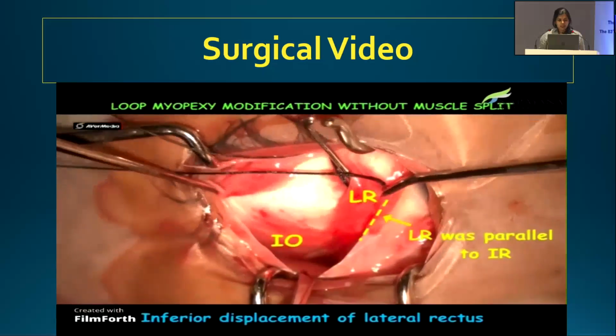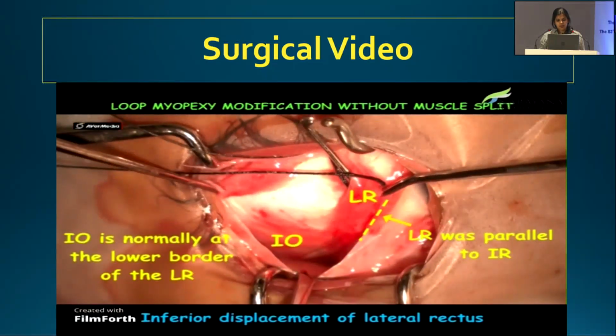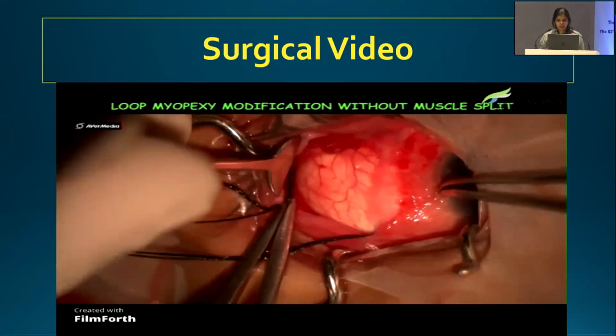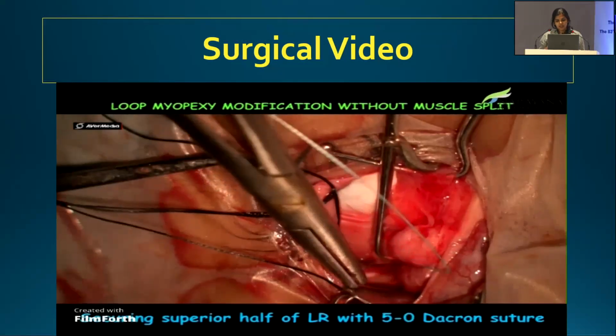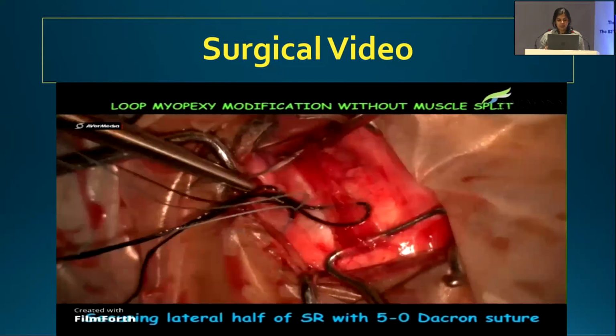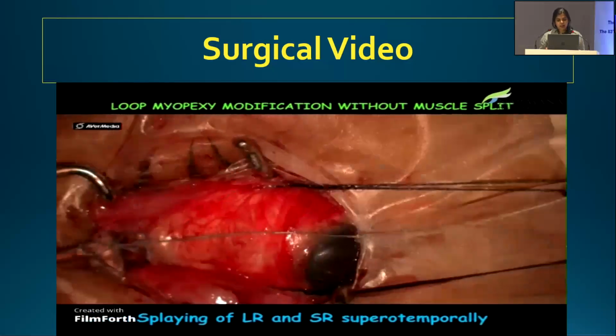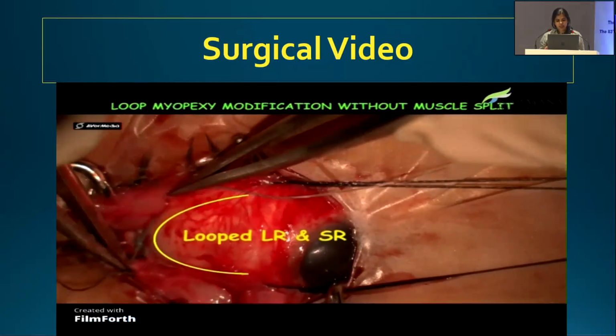This is the surgical video where the lateral rectus was found displaced and is hooked. Superior rectus was also hooked and separated. Globe is inferiorly displaced. 15 mm was marked. Non-absorbable dacron suture was passed through the superior half of lateral rectus and the temporal half of the superior rectus, and then they were looped together.